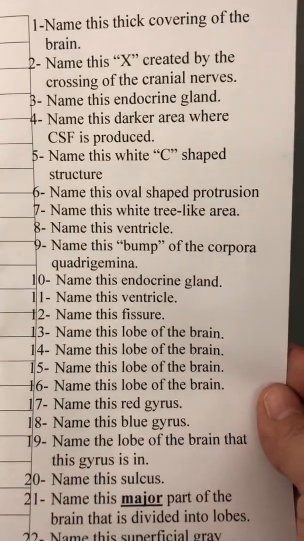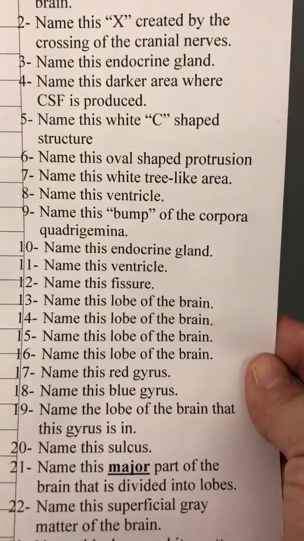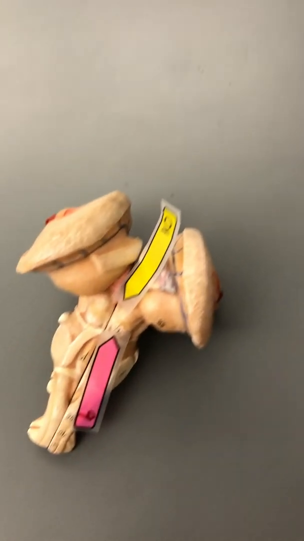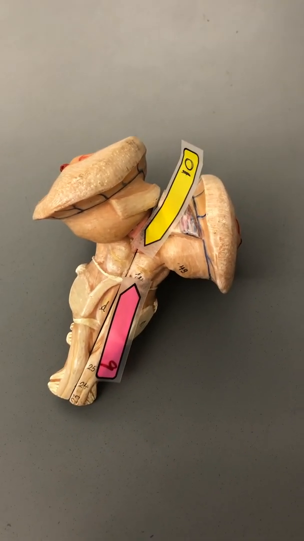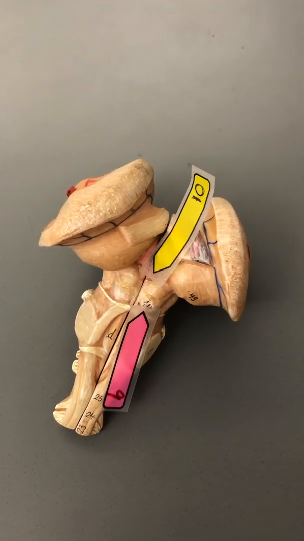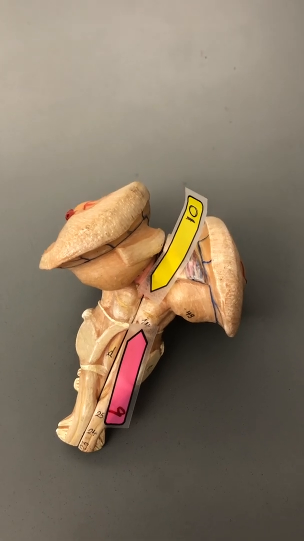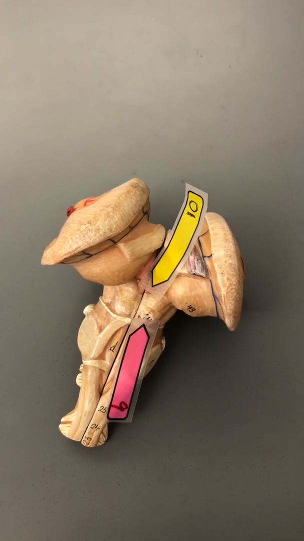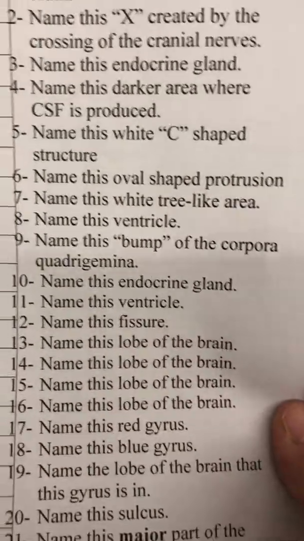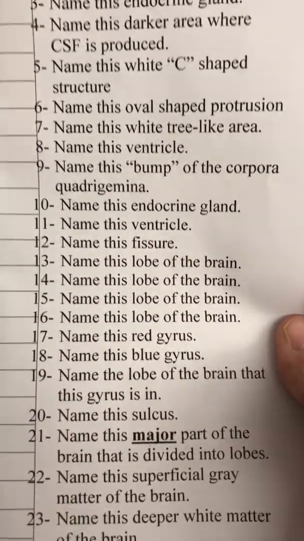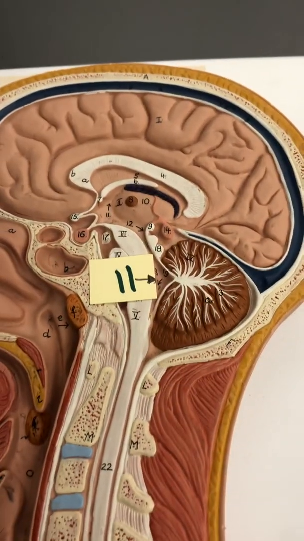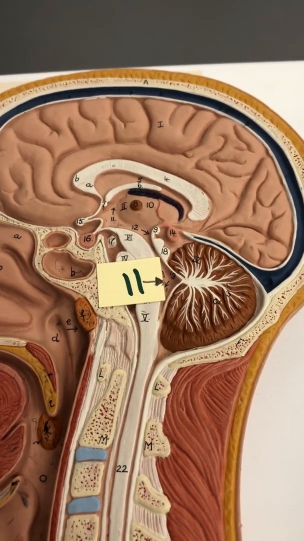Okay, 9, the bump of the corpora quadrigemina is the inferior colliculi. And 10, the endocrine gland above the corpora quadrigemina is the pineal gland. 11, the ventricle here is the 4th ventricle.